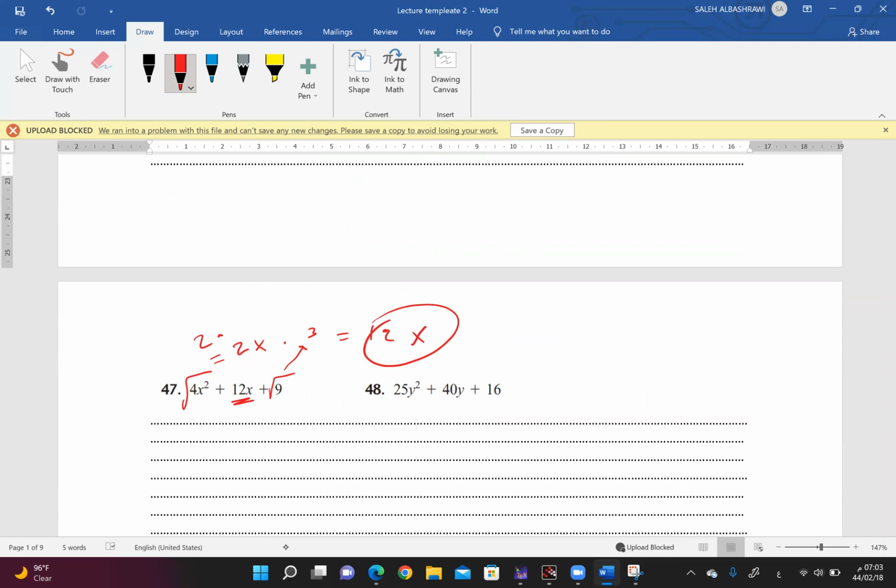So this trinomial can be written as bracket to power 2. What is inside the bracket? Square root of 4x squared, that is 2x. And square root of 9 is equal to 3. And the middle sign is a plus. So it is 2x plus 3 all to power 2.